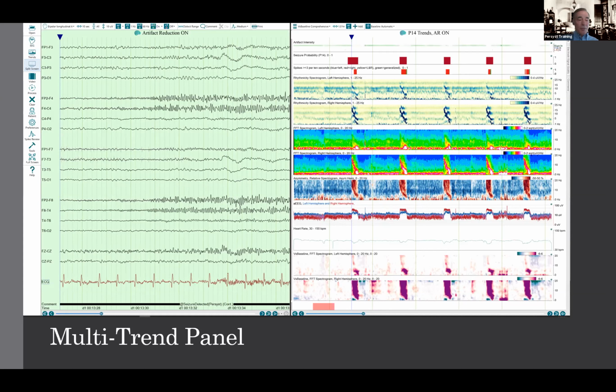So let's go ahead and go into Persyst 14 and look at another recording and see how we would go through these trends in a more dynamic way and pick out parts of interest as we go. So I'm going to move some screen items around a little bit here and pick a new share.